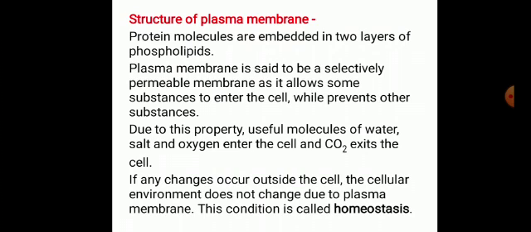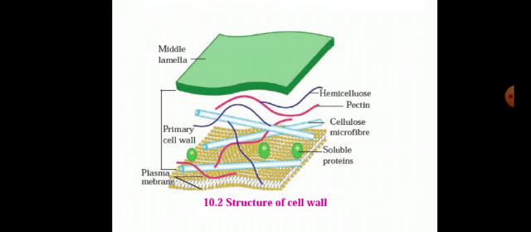Homeostasis means it's a condition if there are any changes occurring outside the cell, the cellular environment does not change. The inside cellular environment of cell does not change due to plasma membrane. So inside condition of the cell remains as it is even though there are changes taking place outside the cell, and this condition is called as homeostasis. So plasma membrane plays important role in maintaining homeostasis. It is present in all types of cell.